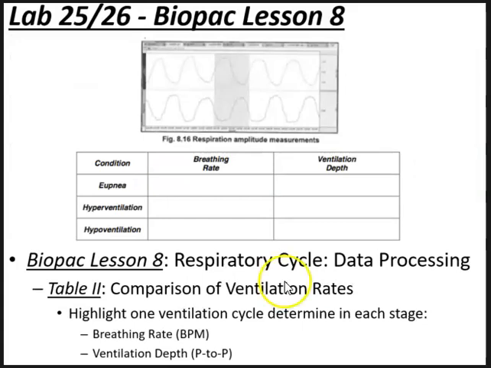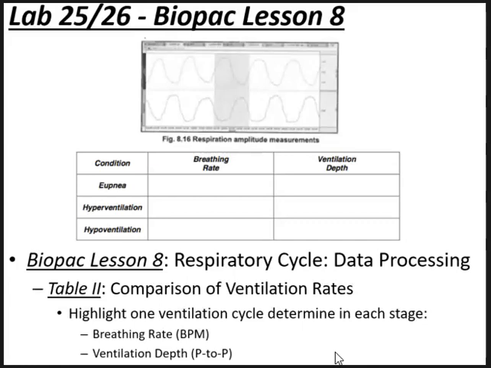So with the breathing rate, in Table 2, we want to get the breathing rate as well as the ventilation depth for all 3 conditions. With the breathing rate, you get the total duration of a respiratory cycle, and the Biopac will calculate the breathing rates. We want to use the BPM function after highlighting one respiratory cycle.